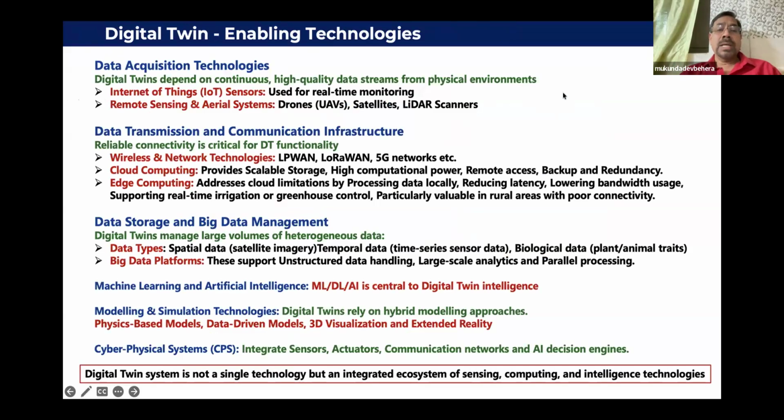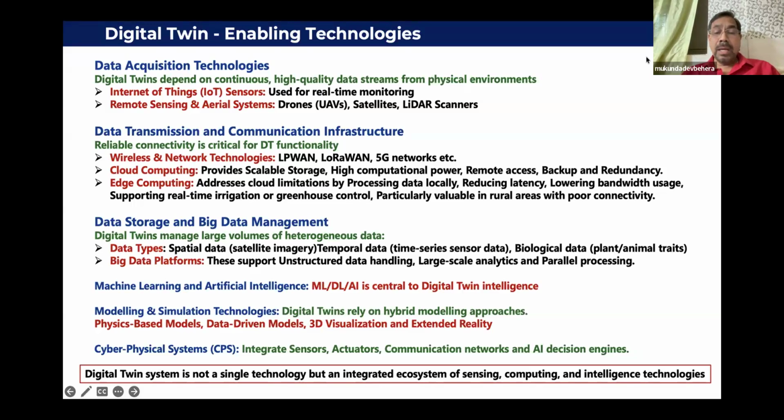So now, as far as the enabling technology is concerned, we know we have data acquisition technology starting from IoT, remote sensing, and aerial systems, data transmission and communication infrastructure. All of us know wireless and network technology, including LoRaWAN and LPWAN systems, 5G networks, the cloud computation, the edge computing, and also data storage, big data platforms in terms of computation. So digital twin manages large volume of heterogeneous data.